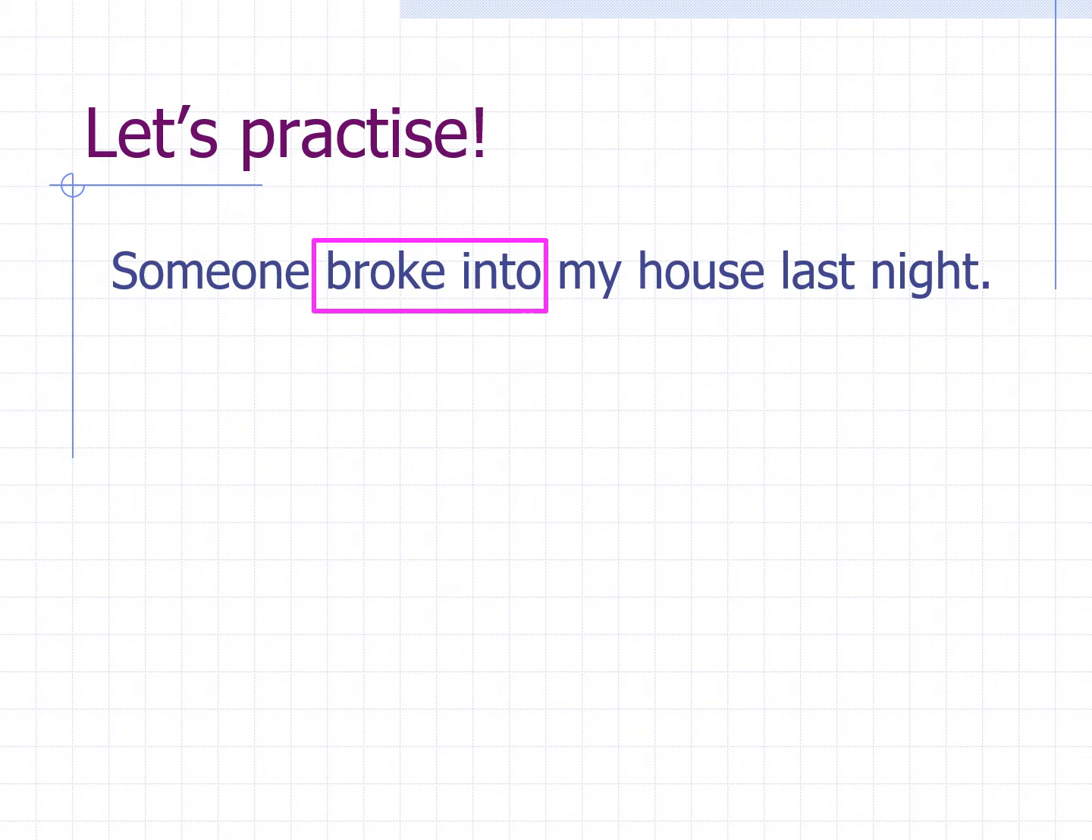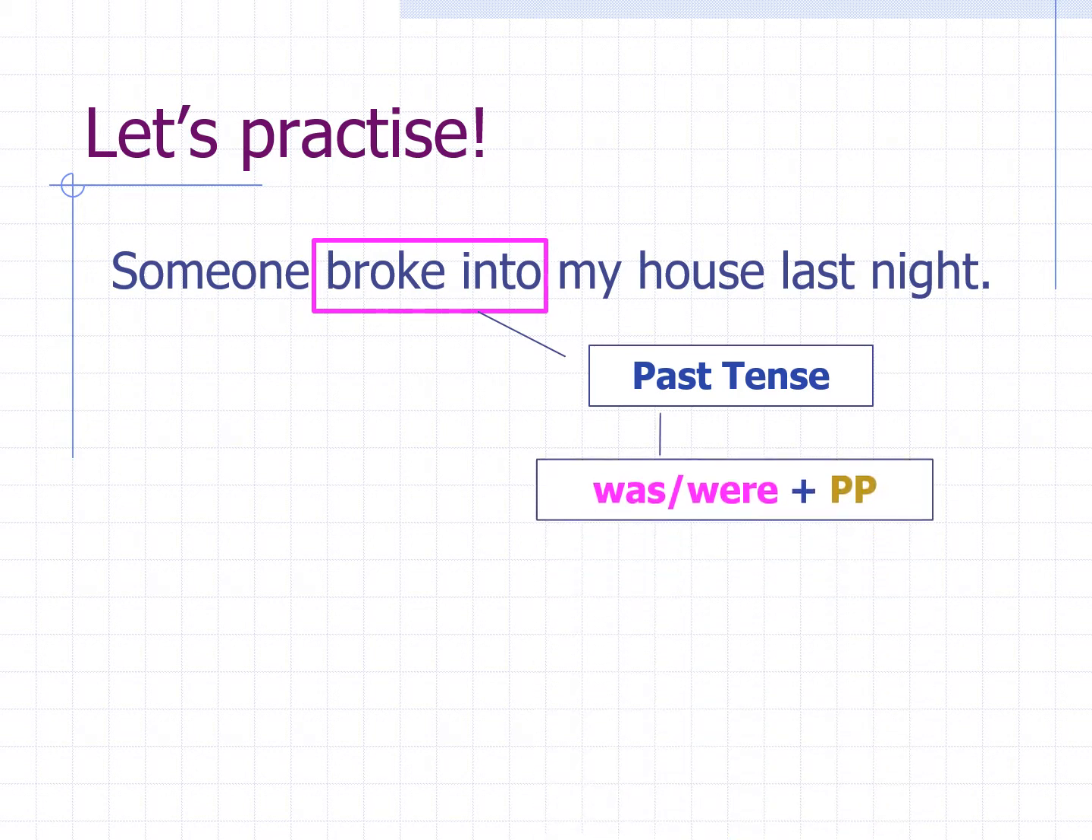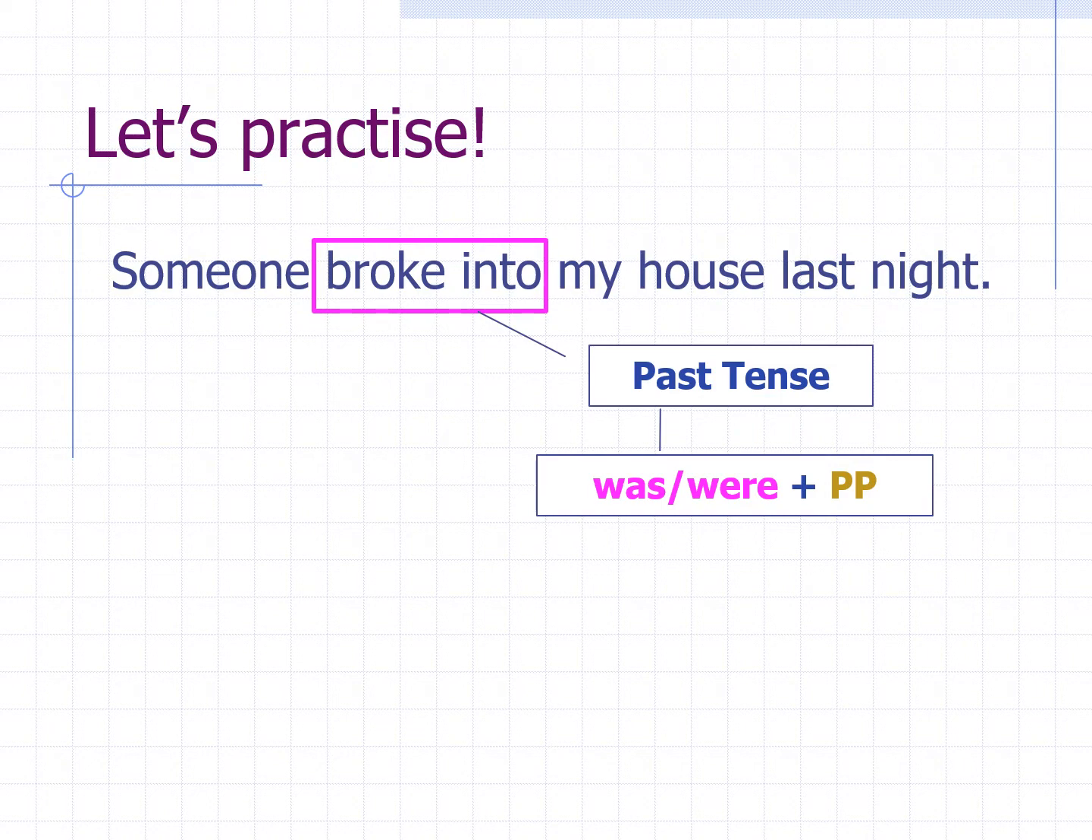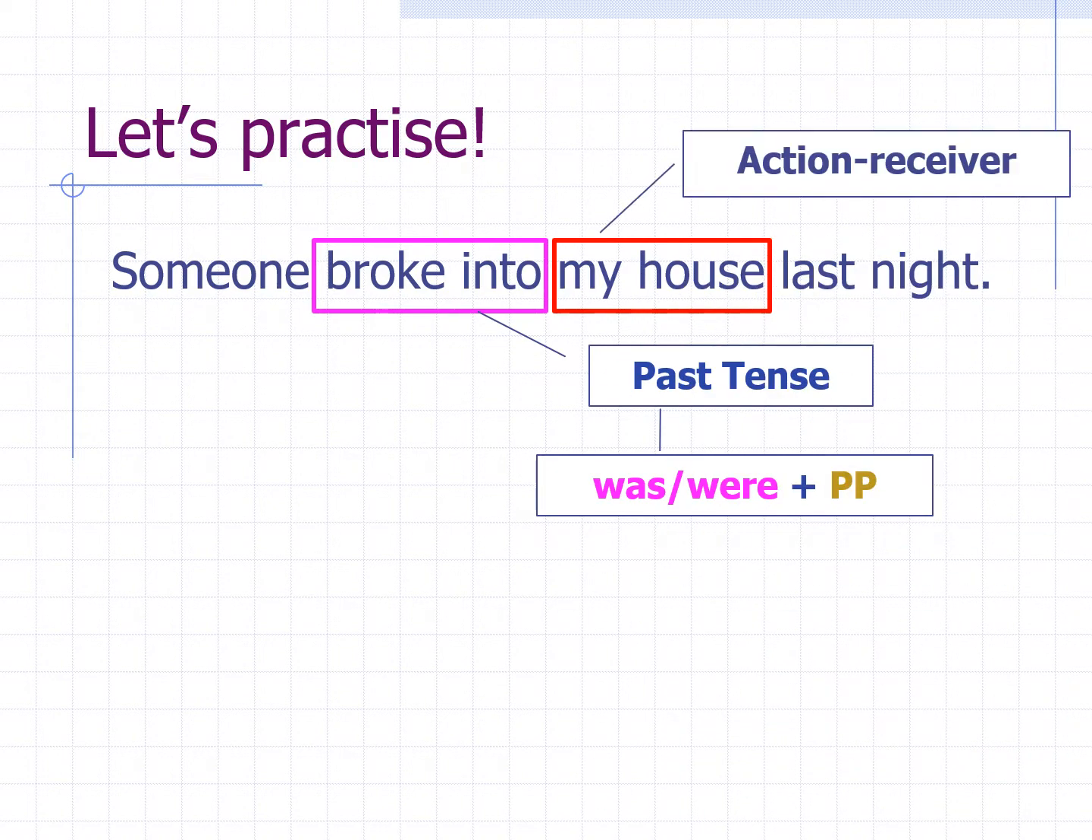So broke into is past tense. Do you remember how to change an active voice into a passive verb in past tense? Yes, it is by using the verb to be, was or were, plus the past participle. And after knowing the tense, we need to locate the action receiver. In this example, my house is the action receiver.